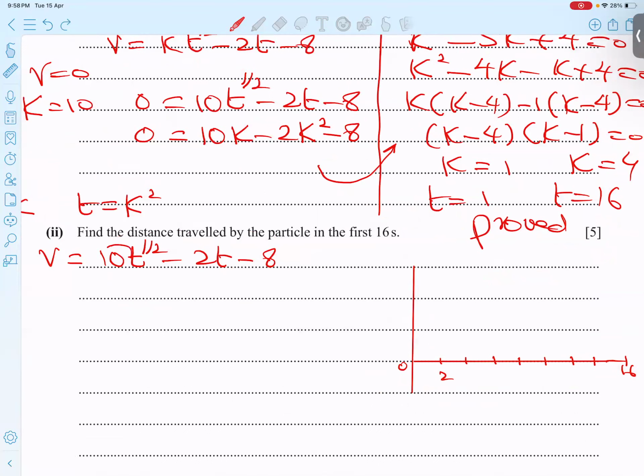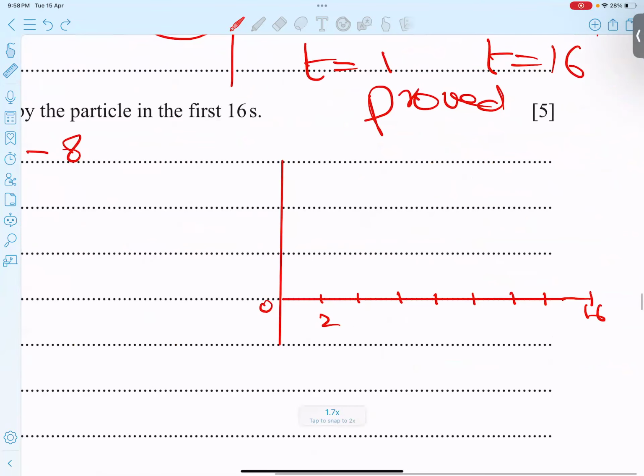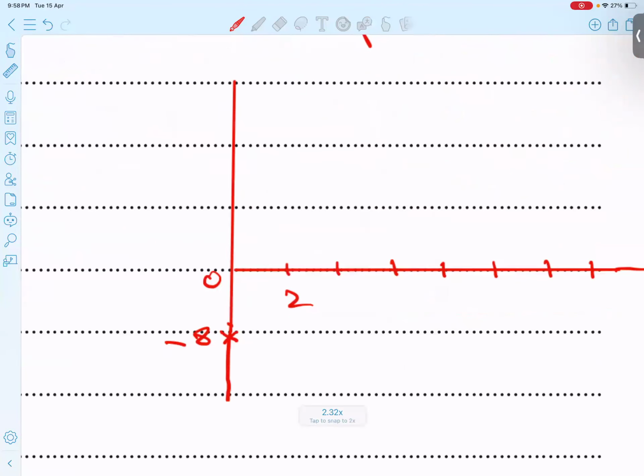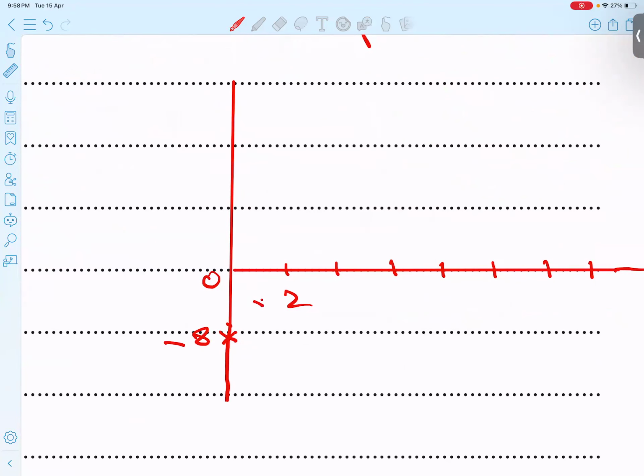Okay, students, so 0 here, 0 here, I'm getting negative 8. I'm getting velocity negative 8. It means at 0, I'm getting negative 8. If I plug in 0.5, I'm going to show you: 10 times 0.5 to the power half, minus 2 times 0.5, and minus 8. So I'm getting, students, approximately negative 2. So it means the graph is coming here.